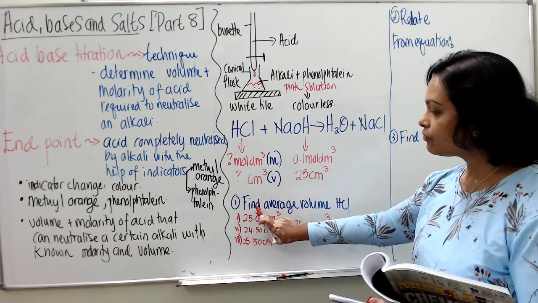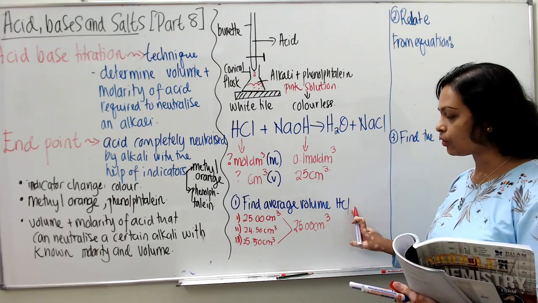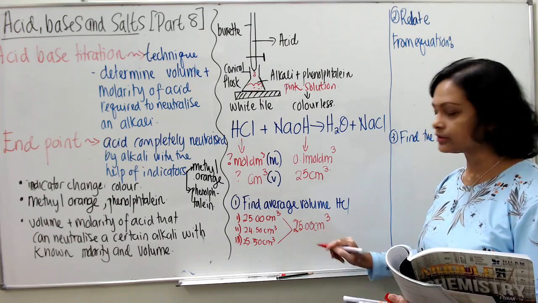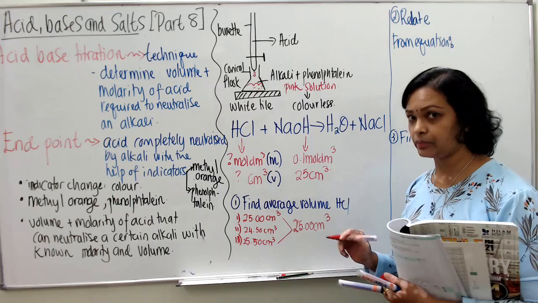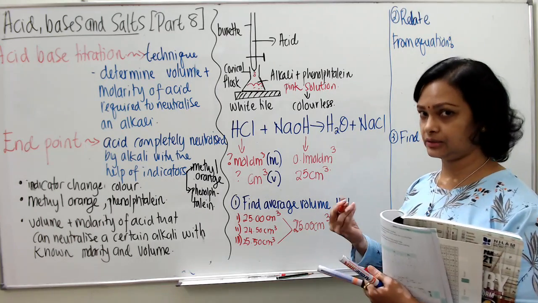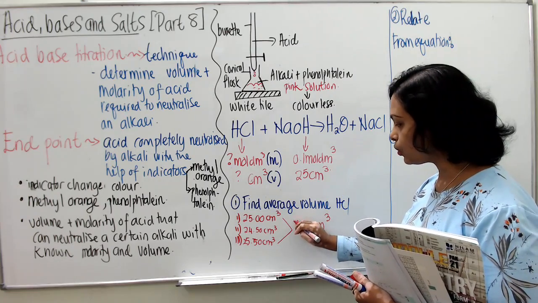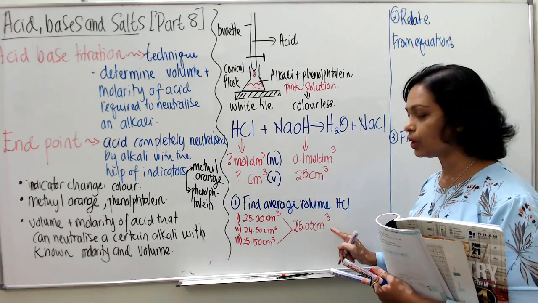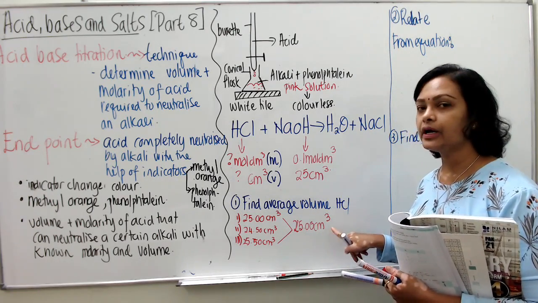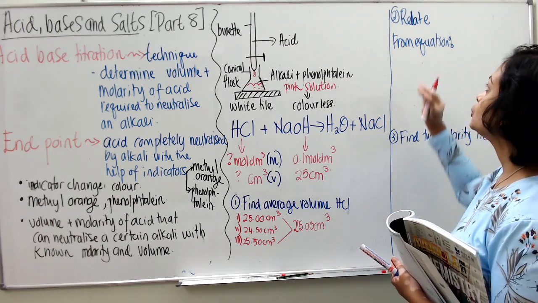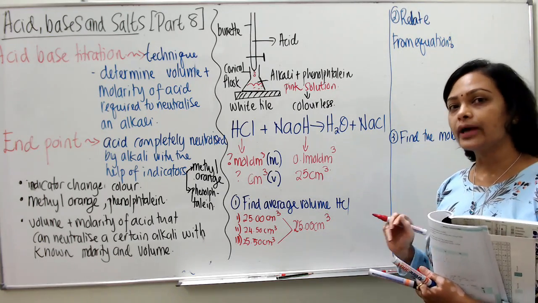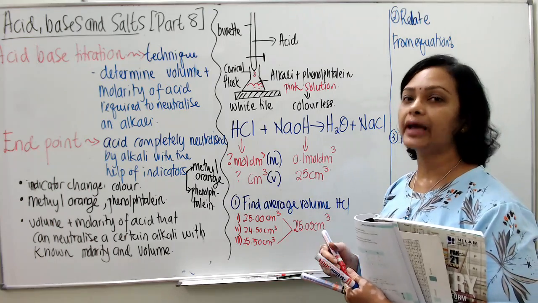So can you see? You find the average volume of hydrochloric acid through the method of titration, and you repeat this experiment 3 times to get a better average volume. Say you get a volume of 25 cm cube of hydrochloric acid. Now what you have to do is relate. This is where the mole calculation comes in handy.